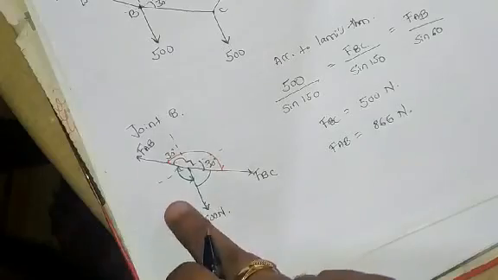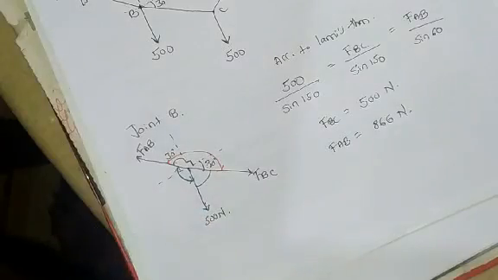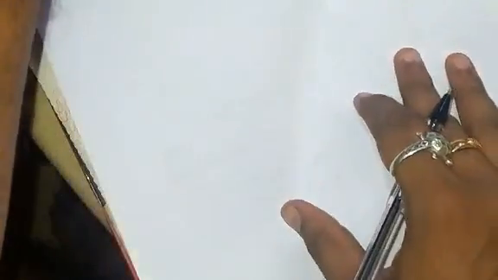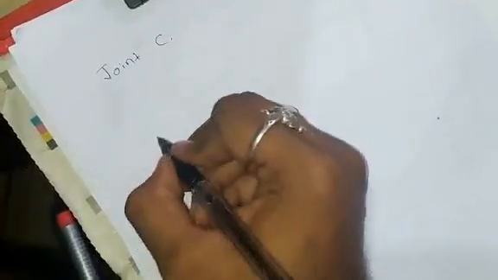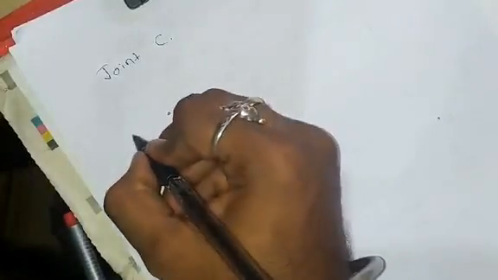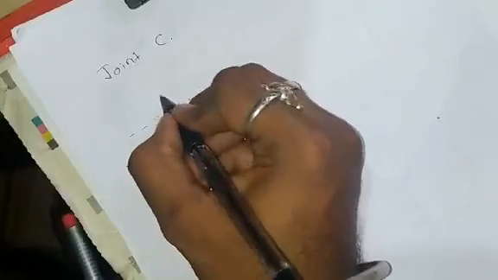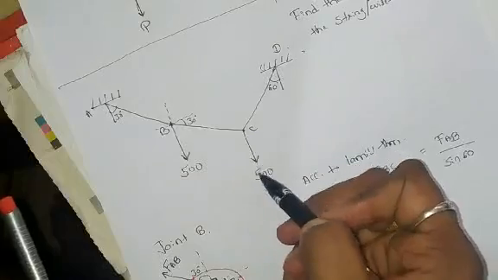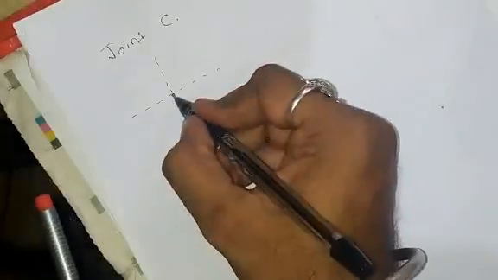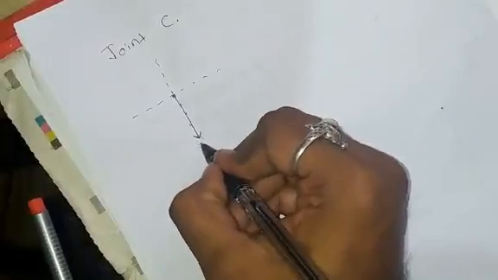Now this is for joint B. Now we'll consider joint C. So this is joint C. Let it be your x-axis, let it be your y-axis. Now consider joint C here. So 500 Newton acting vertically downwards here. So I will draw 500 here.